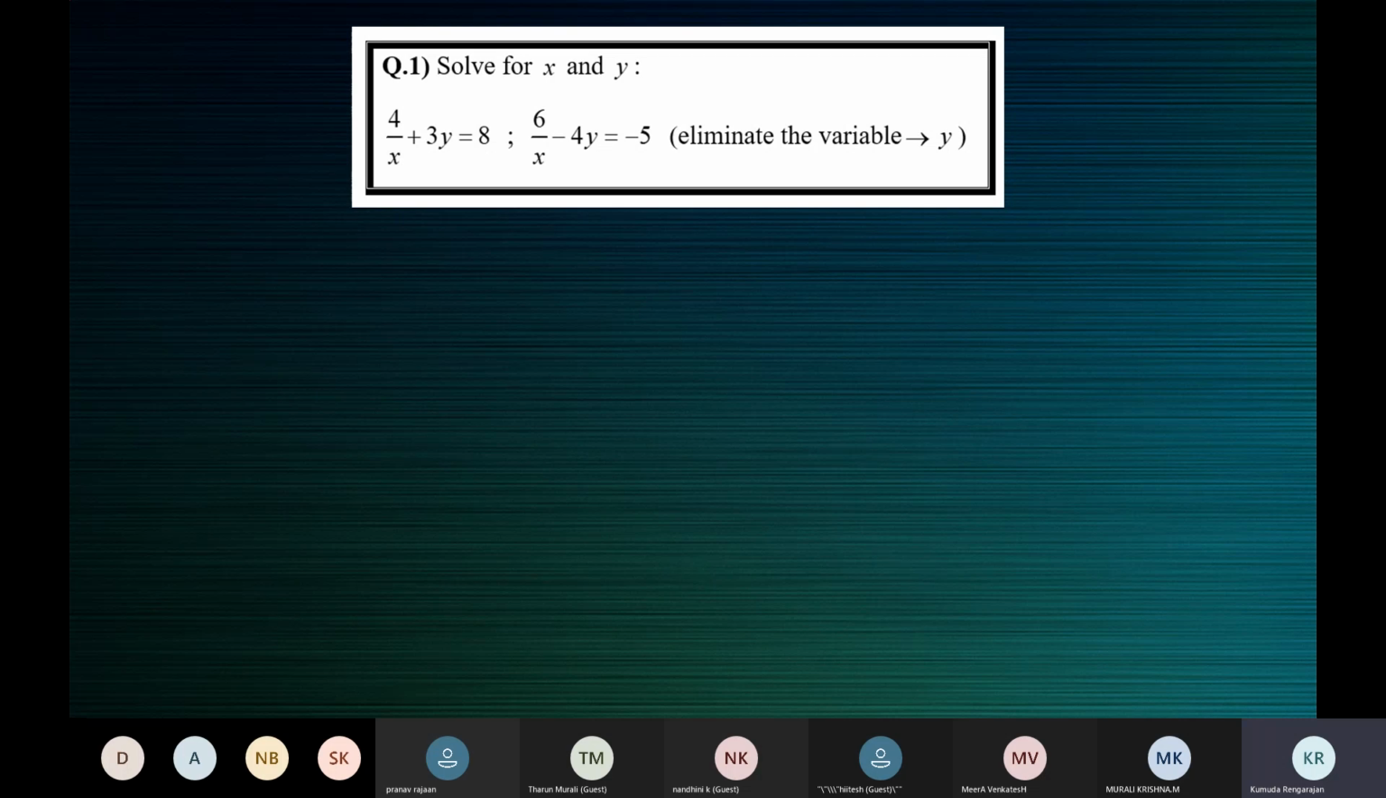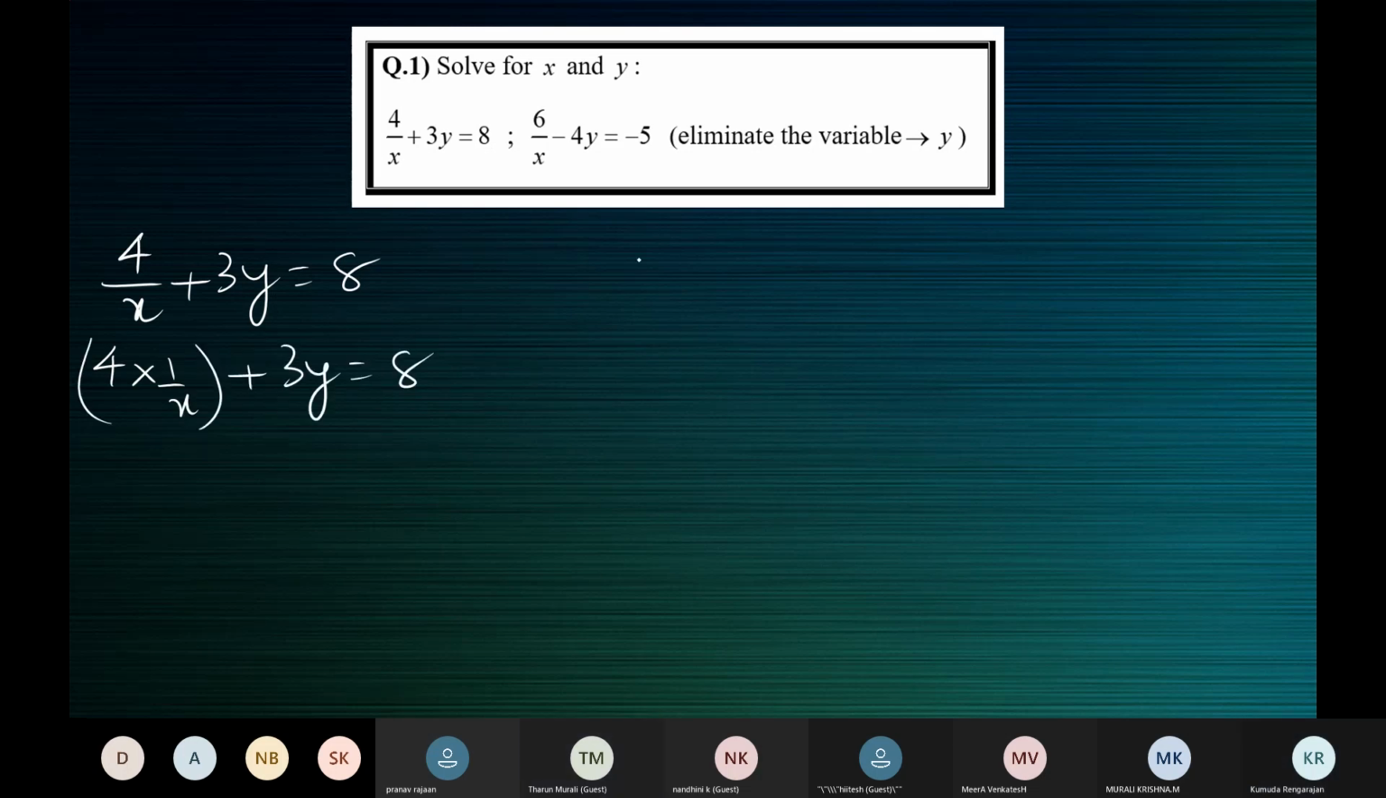So what you have to do is, listen carefully. How do you understand this equation? What do you mean by 4 by x? Isn't it 4 into 1 by x? Tell me if I'm right. Yes, ma'am.